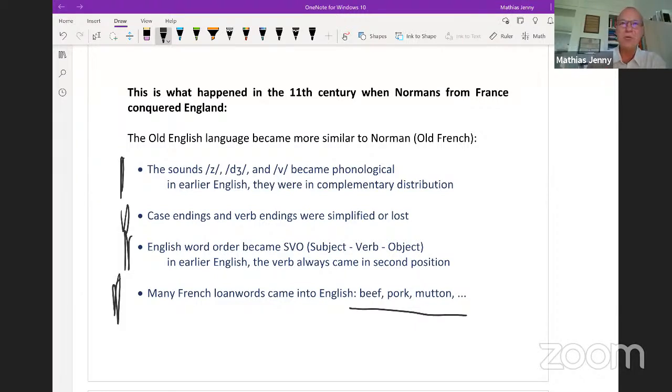So beef is only what you eat, but it's the meat of a cow. So the English word cow is used for the animal, and the French word beef is used for what you eat of it, the meat of the cow. In French, beef is just cow. And pork, porc in French, just means pig.